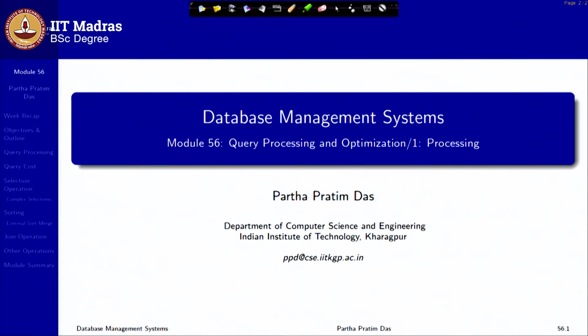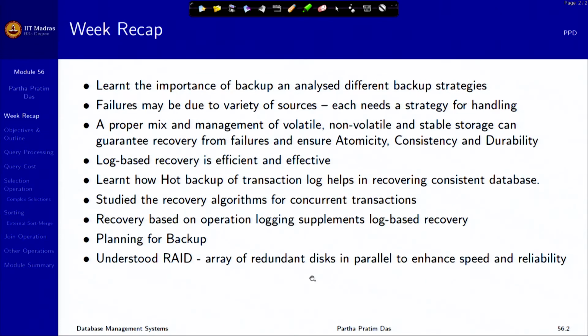Welcome to module 56, week 12, that is the last week of the Database Management Systems course in the IIT Madras online BSc program. In the last week, over the 5 modules, we have talked at length about backup and recovery, learned the importance of backup, analyzed different strategies, tried to understand what are the sources from where failures can happen, and how volatile, non-volatile and stable storages can guarantee recovery from failure to ensure atomicity, consistency and durability.